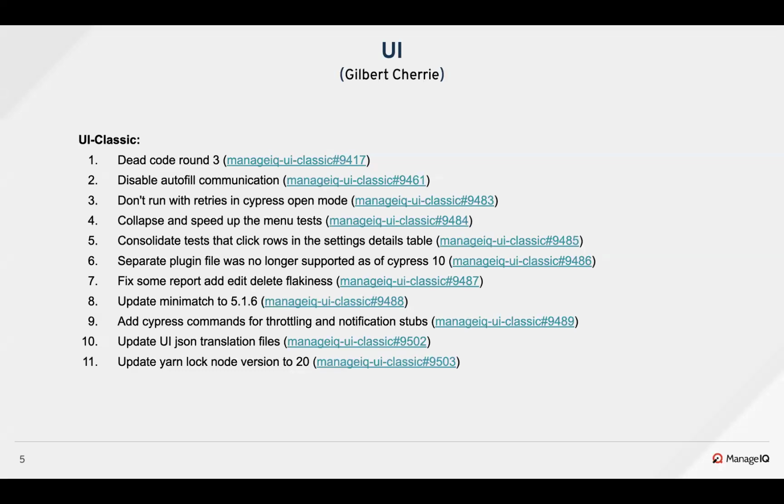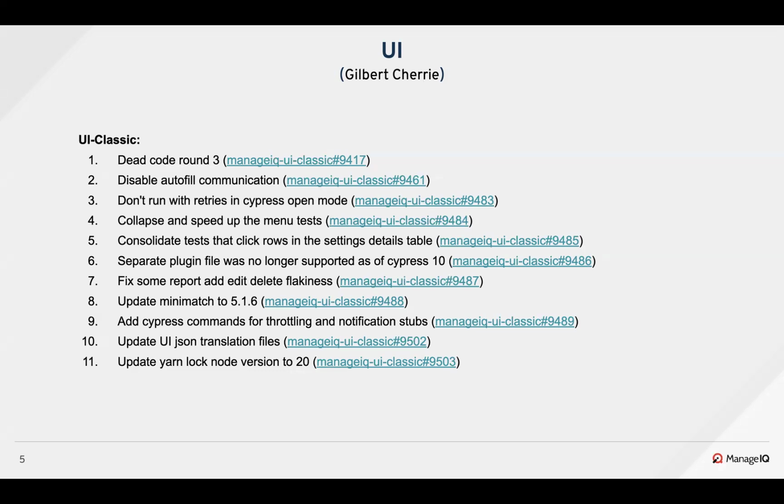Thanks, Jason. So for the UI, Joe deleted dead code in a third PR after two follow-up PRs. Joe also disabled autofill communication with our Cypress test. He added a change to not run retries in Cypress open mode. He also collapsed and sped up our menu tests.